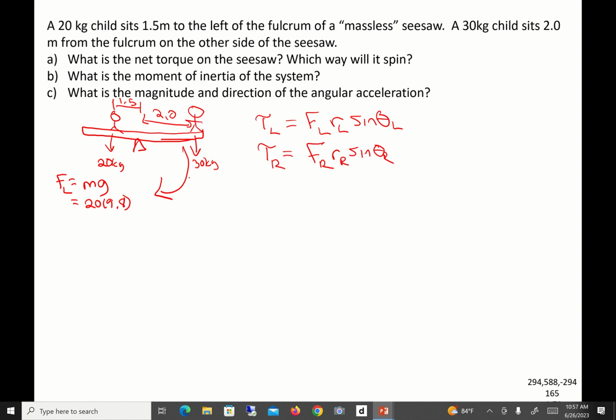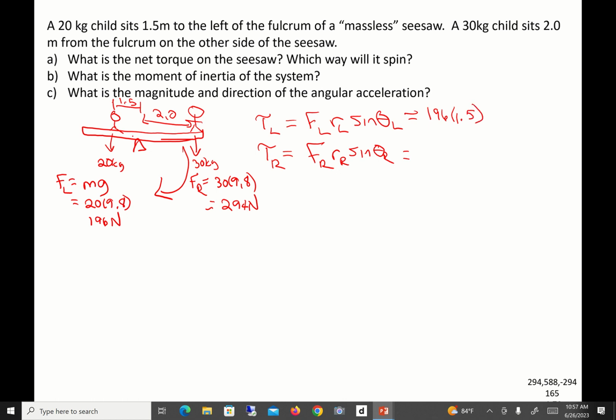The force on the right is going to be mg again, so it's going to be 30 times 9.8. All right, so we're going to have 196 newtons and 294 newtons. Let's put in those numbers now. The force on the left is 196. The distance on the left is 1.5.